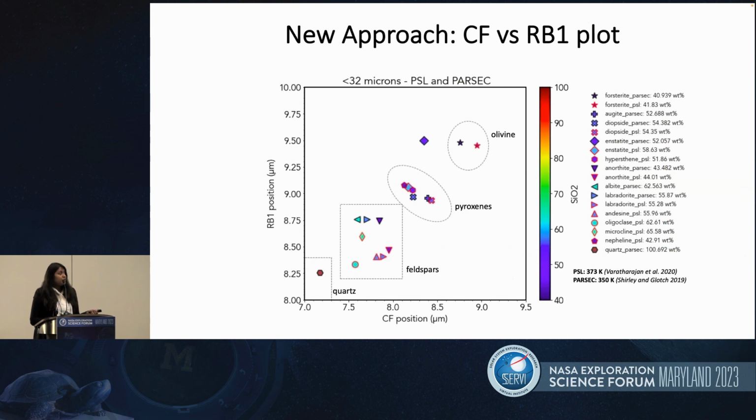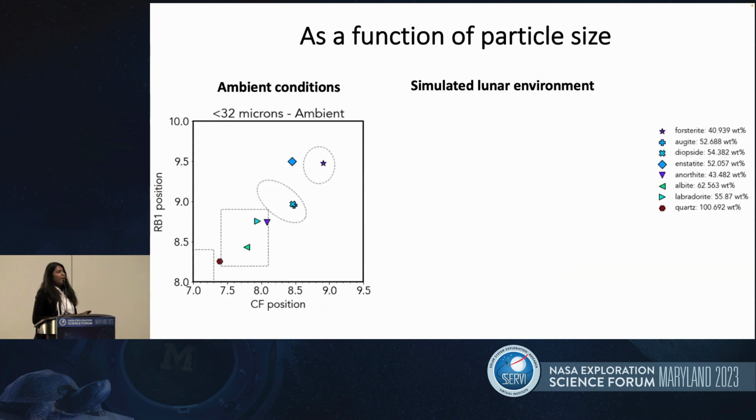So here we have olivines, pyroxenes, feldspars, and quartz neatly and widely distributed, and that may be helpful for us to unambiguously map the silicate mineralogy of a planet. But we need to test this plot for more parameters, right? So let's see what happens in the same plot if we have samples of varying particle size.